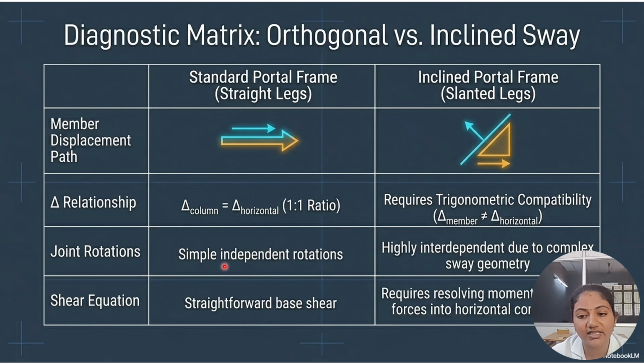If the loading occurs in the inclined way, the sway occurs, and the delta value will also change with respect to the right angle triangle. And then the shear equation is straightforward to the base shear and resolves all moment equations and forces into the horizontal members.